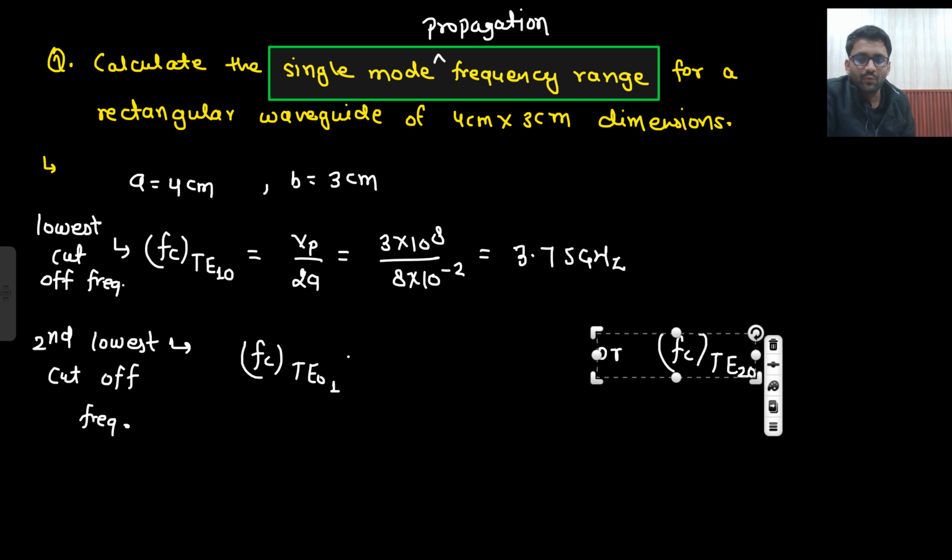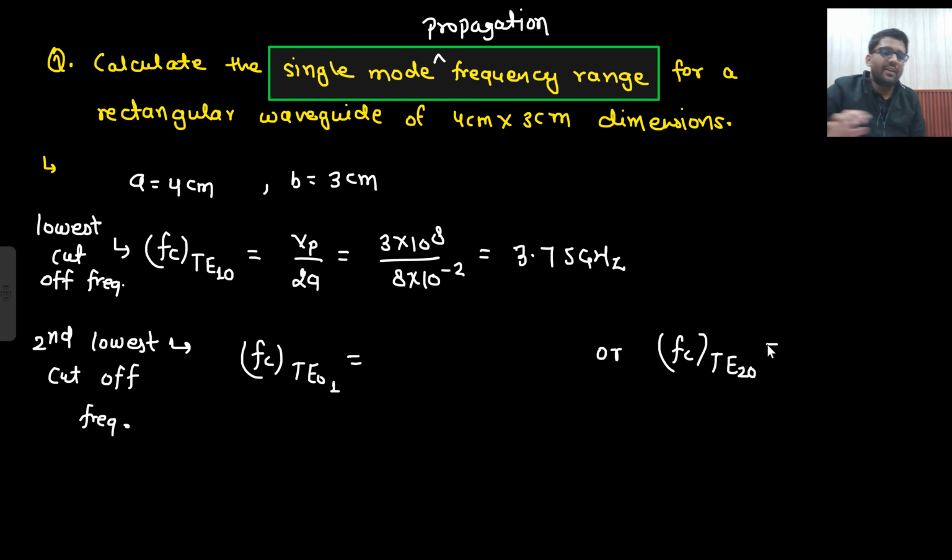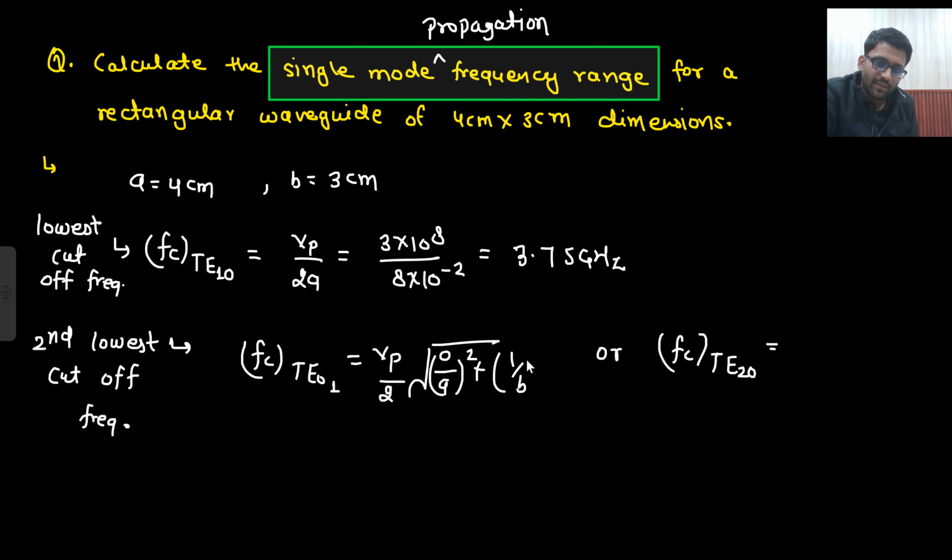Why am I saying so? These two are in the race of being the second lowest cutoff frequency. Let's find out the formula. What will be the formula? Vp by 2 under root m by a whole square, that would be 0 by a whole square, plus 1 by b whole square, because n value is 1. So what you will be getting? Vp by 2b.